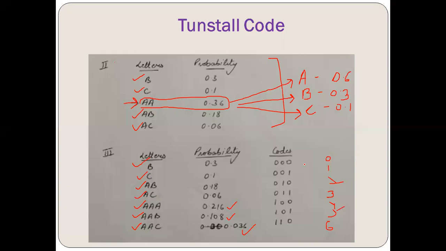So for 0, it will be 000. For 1, it will be 001. For 2, it will be 010. For 3, it will be 011. For 4, it will be 100. For 5, it will be 101. And for 6, it will be 110. So this is how we are going to generate the Tunstall code.